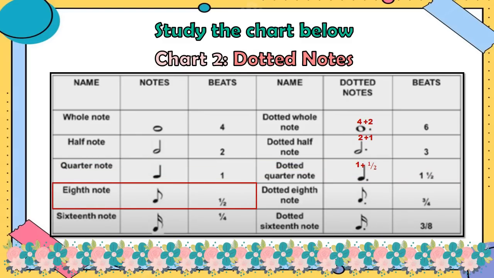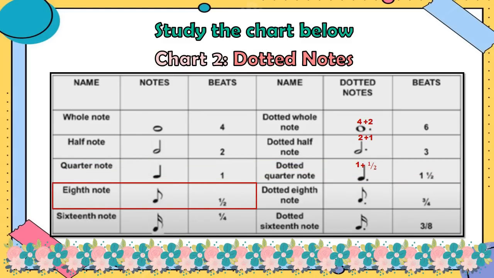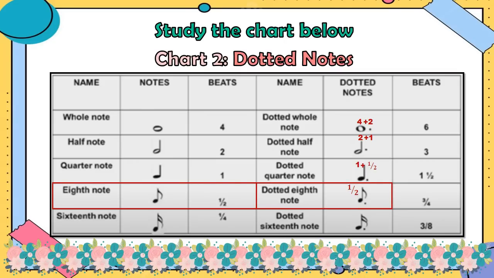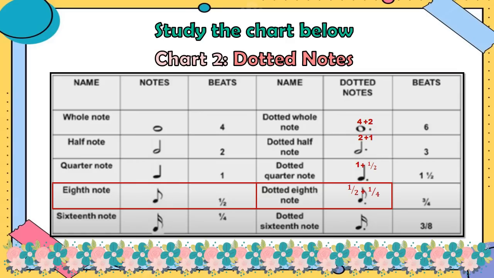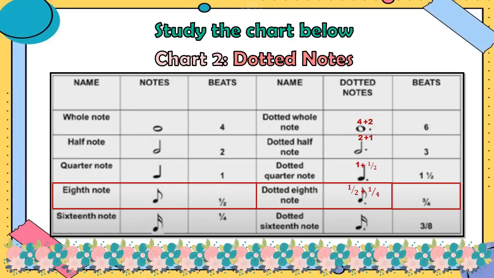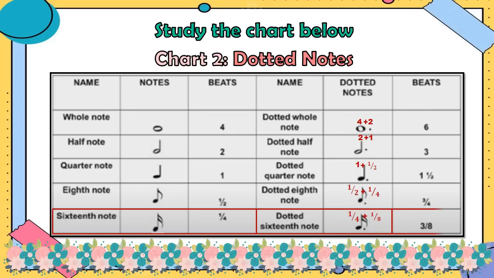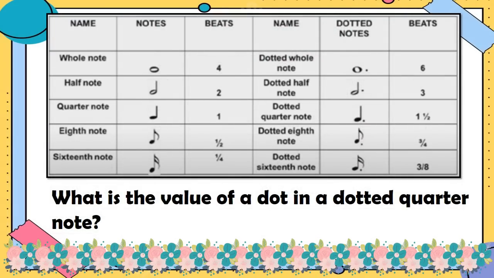Next is eighth note. Eighth note has a value of 1/2 beat. In dotted eighth note, we will get half of the value of eighth note. The half of 1/2 is 1/4. So 1/2 plus 1/4 equals 3/4. The beat is 3/4. 16th note. The beat is 1/4. In dotted 16th note, we will get half of the value of 16th note. The half of 1/4 is 1/8. So 1/4 plus 1/8 equals 3/8. This is 3/8 beats. Now, let's answer the following questions.